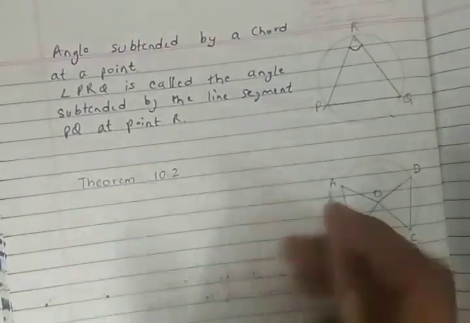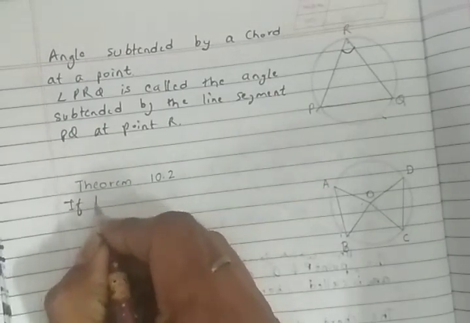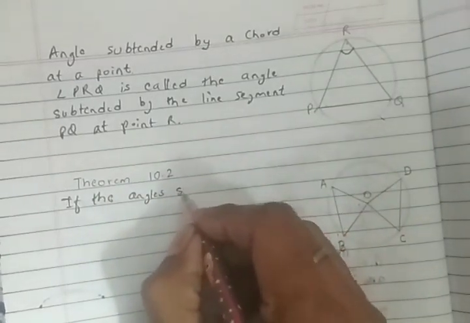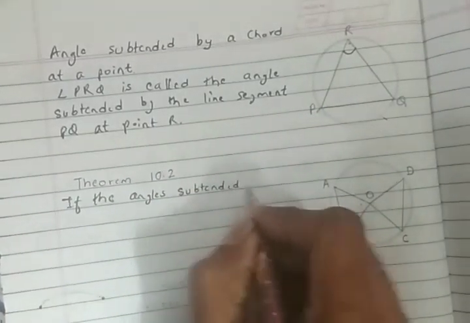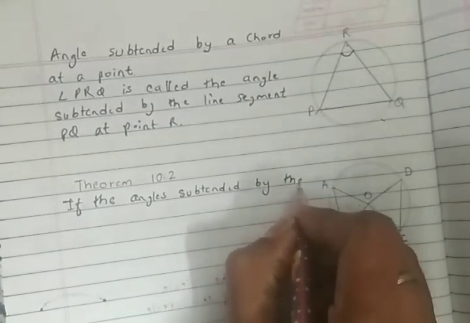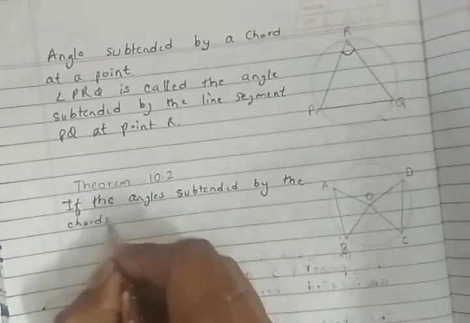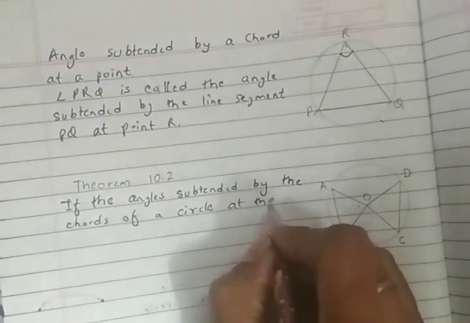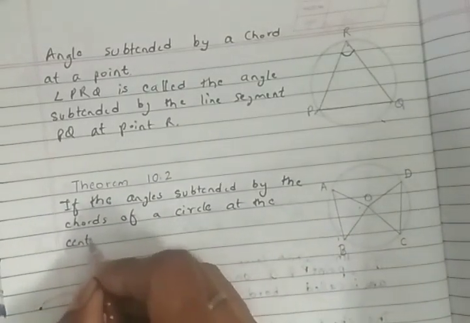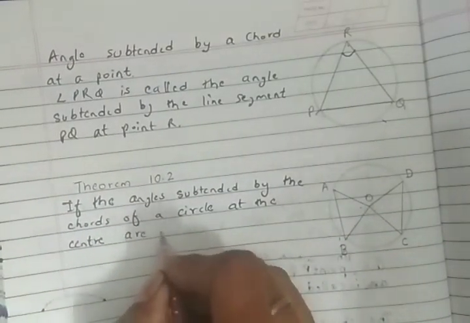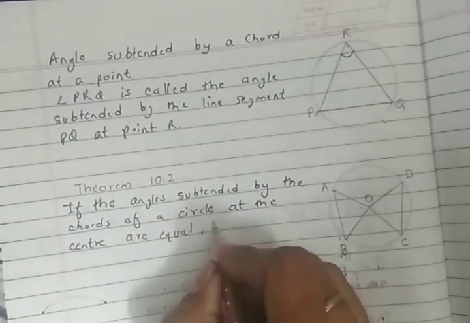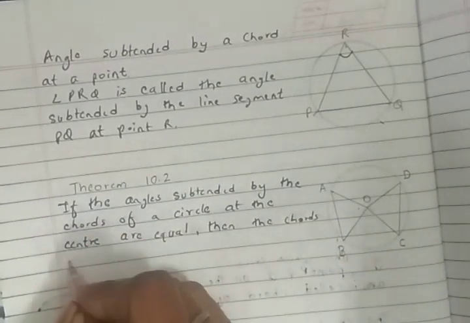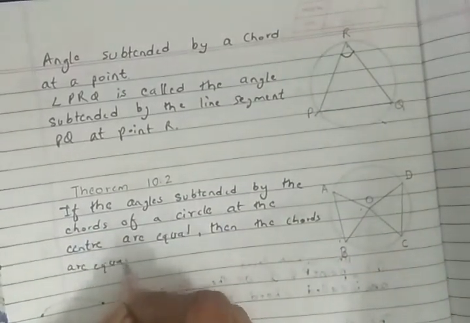So we will write it down. If the angles subtended by the chords of a circle at the center are equal, then the chords are equal.